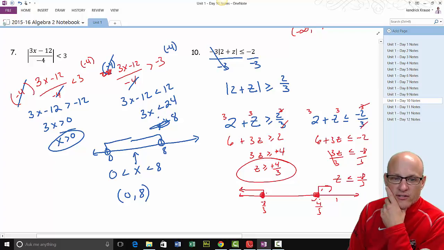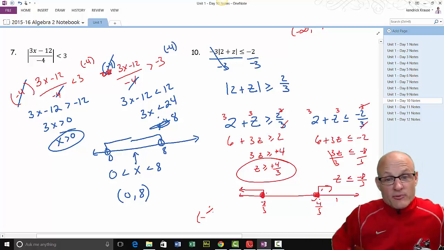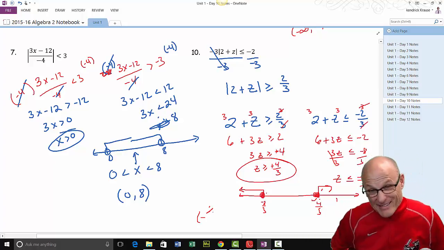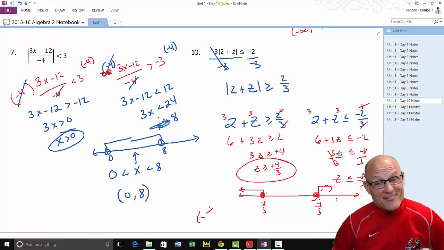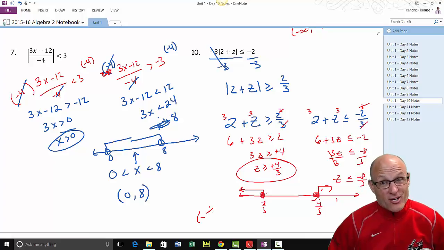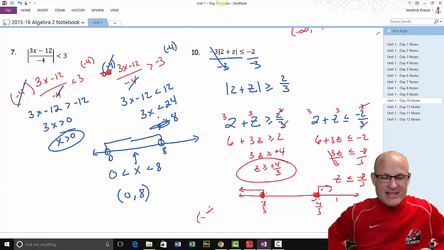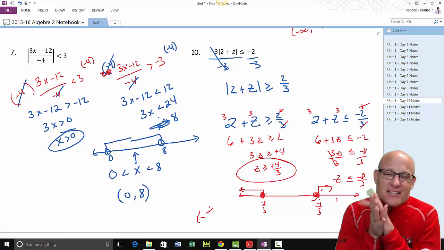Interval notation. Let's see if I can get through this on a pen. Negative infinity all the way up to -8/3 with a bracket. And then starting at 4/3, with a bracket, all the way up to positive infinity. My pen's dying on me. I don't know why. That's it, kids.